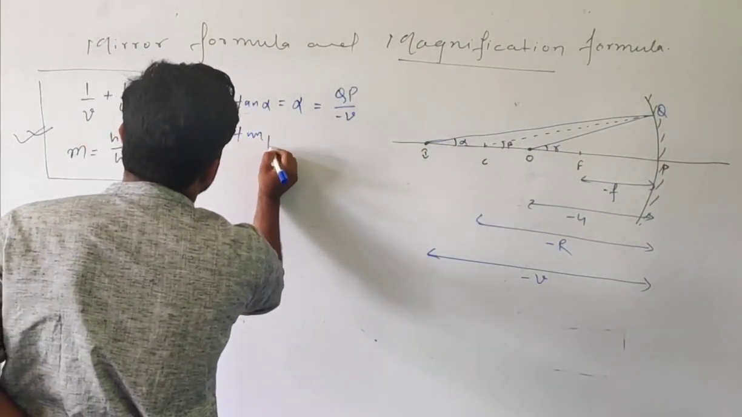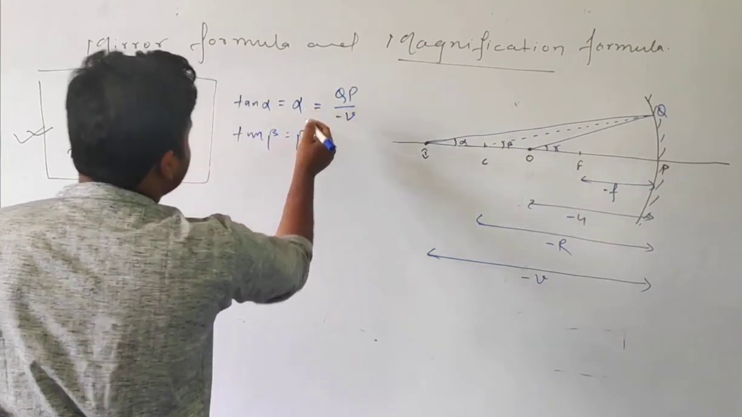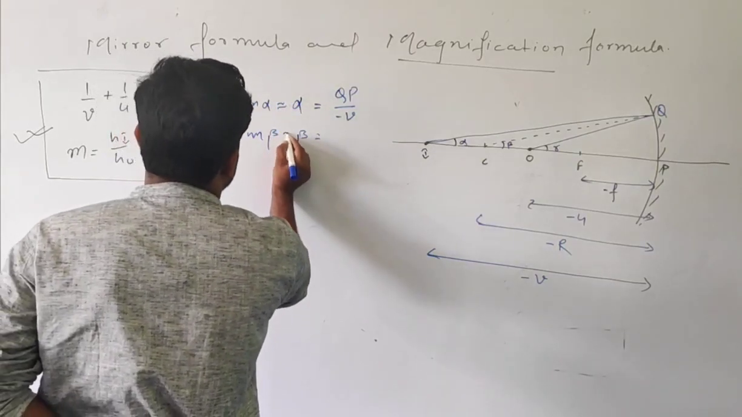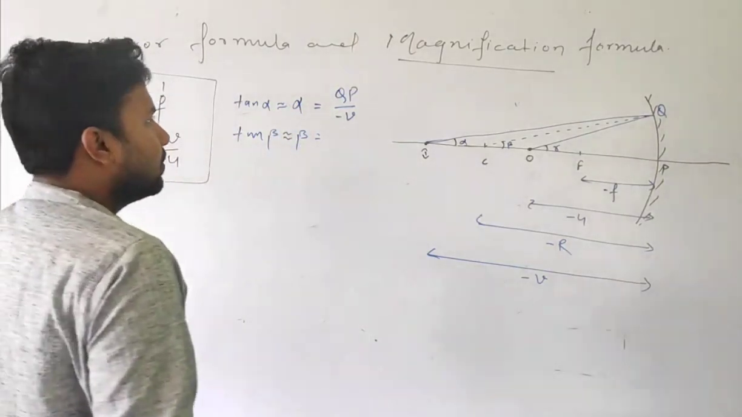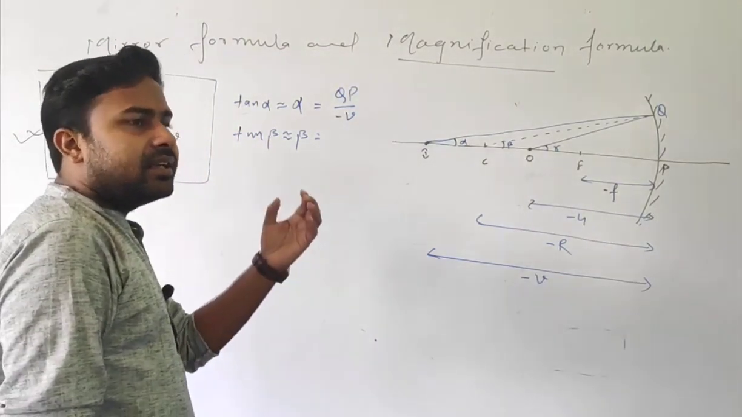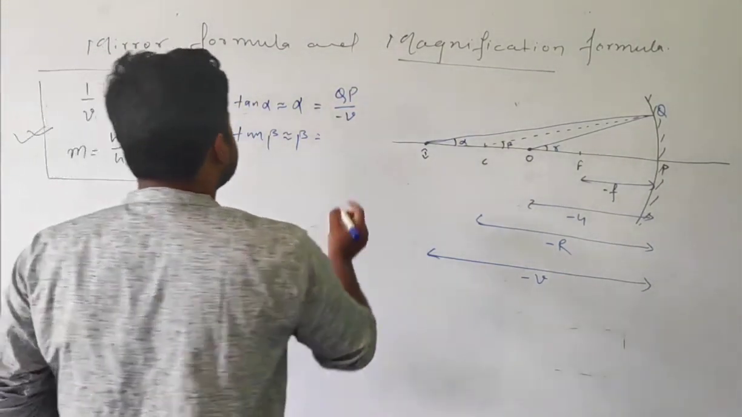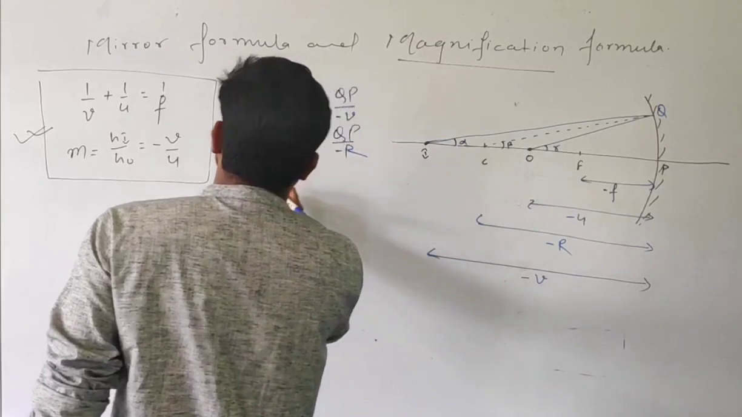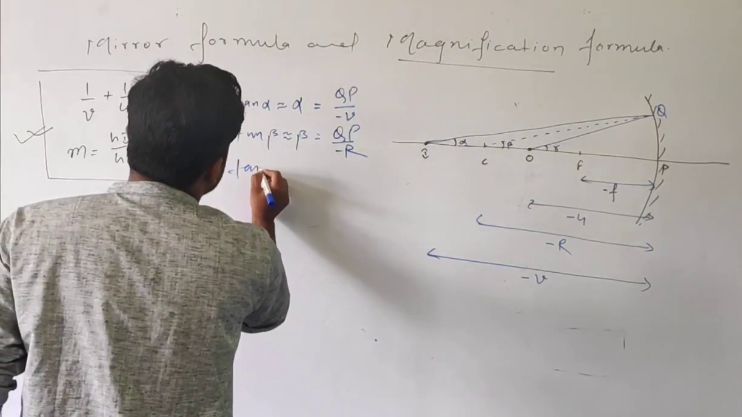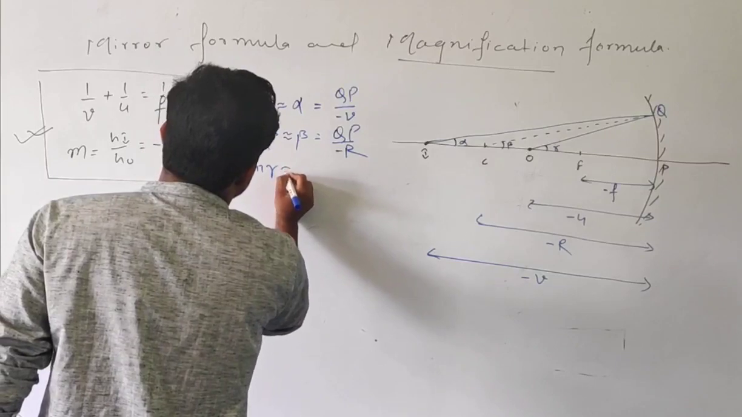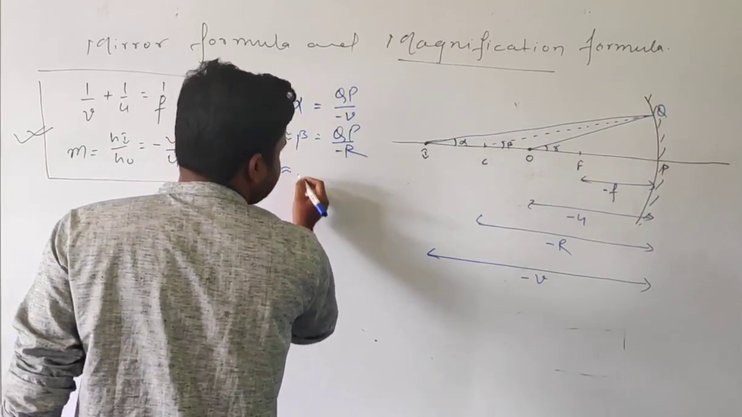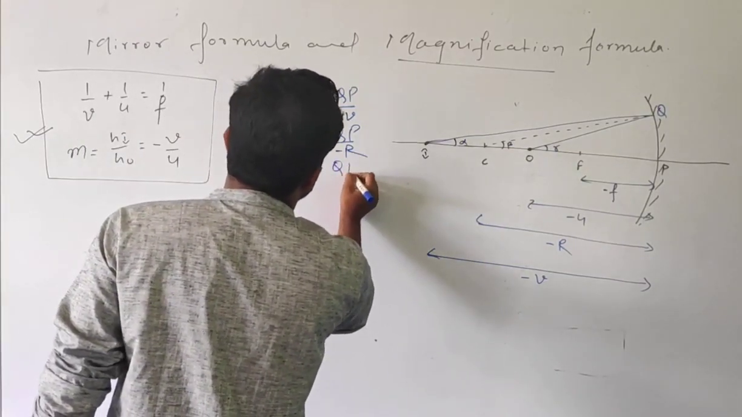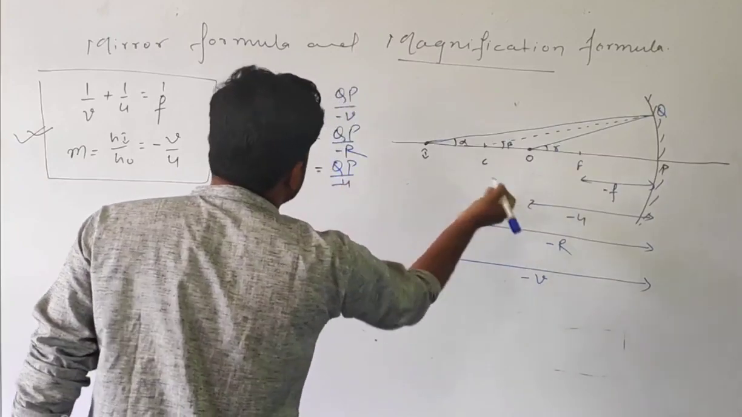Similarly, we can write tan beta approximately equal to beta. I am taking this as an approximation. If the angle is very small, then you can say tan theta equals theta. So beta equals QP divided by minus R. Similarly, tan gamma is approximately gamma, since the angle is small, and this is equal to QP by minus U.